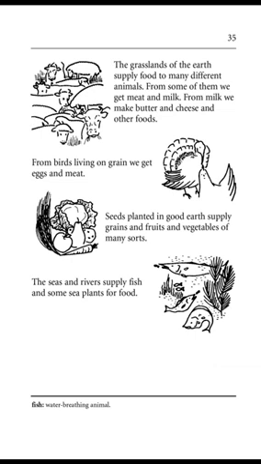Page 35. The grasslands of the earth supply food to many different animals. From some of them, we get meat and milk. From milk, we make butter and cheese and other foods. From birds living on grain, we get eggs and meat. Seeds planted in good earth supply grains and fruits and vegetables of many sorts. The seas and rivers supply fish, and some sea plants for food.